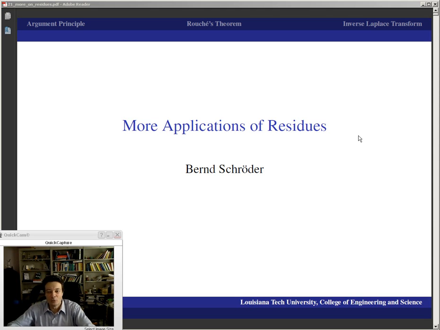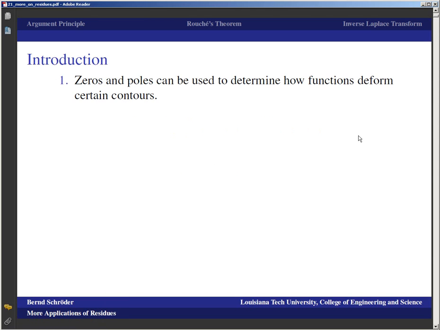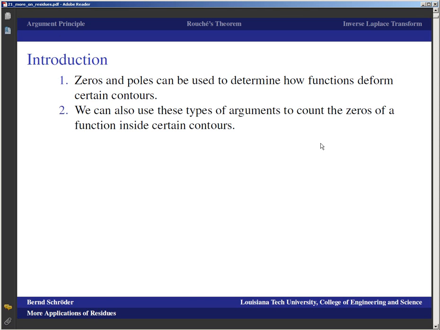Let's take a look at what we're going to do here. On one hand, zeros and poles can be used to determine how functions deform certain contours. And that's what the argument principle is all about. So that is something where we're connecting something highly geometric to something algebraic. We can also use these kinds of arguments, meaning residue arguments, to count the zeros of a function inside certain contours. And that is what Rouché's theorem is all about.